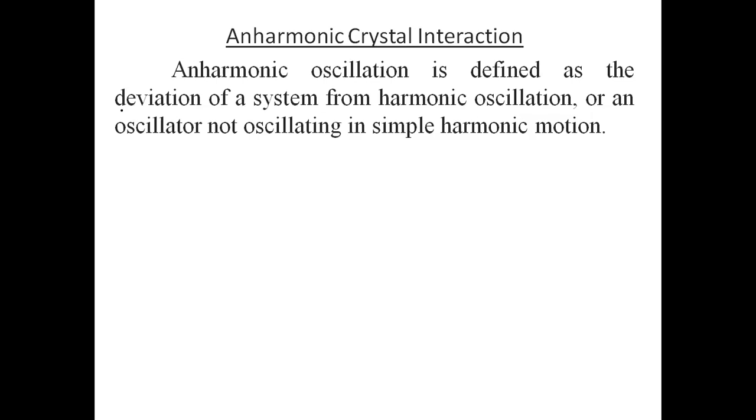So generally anharmonic oscillation is defined as the deviation of a system from harmonic oscillation, or an oscillator not oscillating in simple harmonic motion. What is meant by simple harmonic motion? Simple harmonic motion means a motion which obeys Hooke's law. That means a particle vibrates from an equilibrium position or a fixed point.